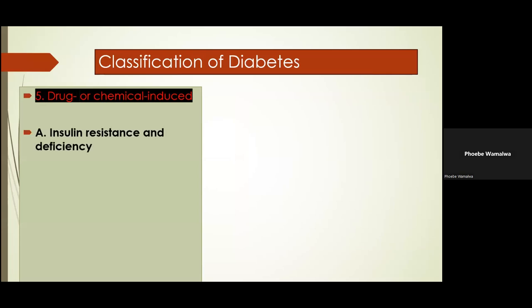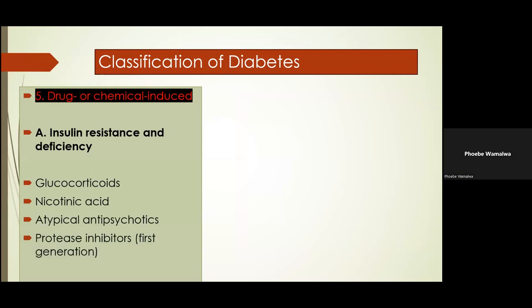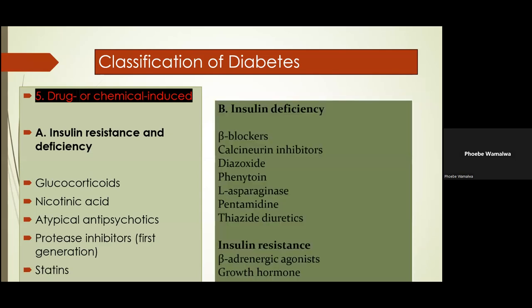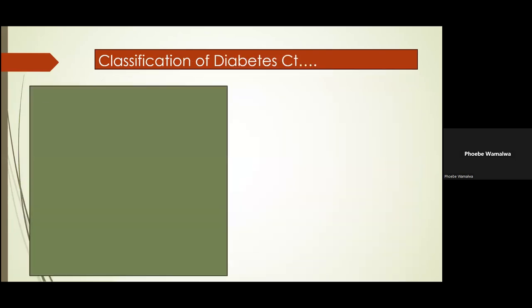Then drugs or chemicals may also induce diabetes, and we have drugs that can cause both insulin resistance and deficiency. And these include drugs labeled glucocorticoids. We have antipsychotics and protease inhibitors, especially the first generation. And then drugs that cause insulin deficiency include beta blockers, pentamidine, thiazide diuretics, and many others, including diazoxide. And we have also drugs that basically cause insulin resistance, like the beta-adrenergic agonists and growth hormone.